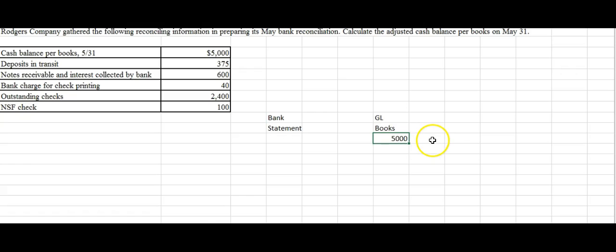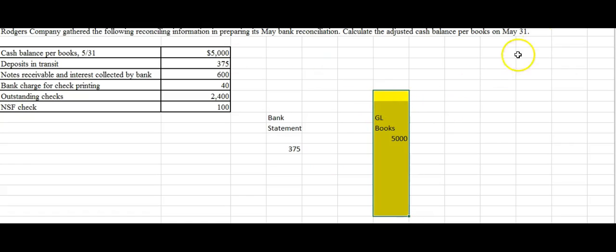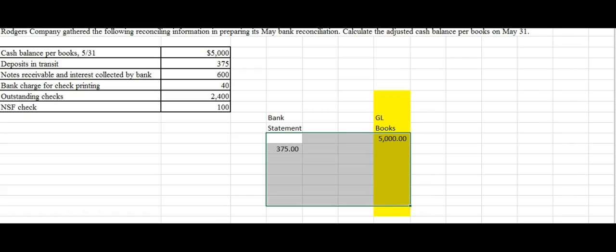That's what we start off with. Deposits in transit. Is that a book adjustment or bank adjustment? This is a bank adjustment. This goes here, so we do not include it in our formula. This is what we're calculating here, because that's what it's asking for. It's asking for the balance per book, not per bank. Okay, so make sure that you do not mix these up. So do not use this here.